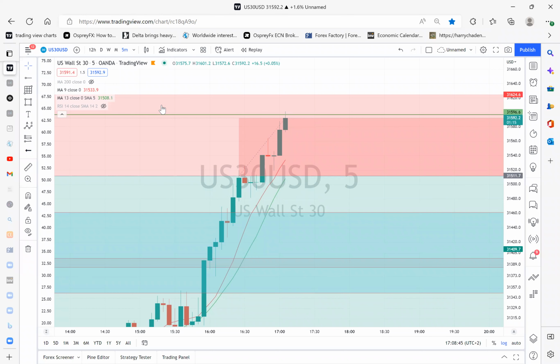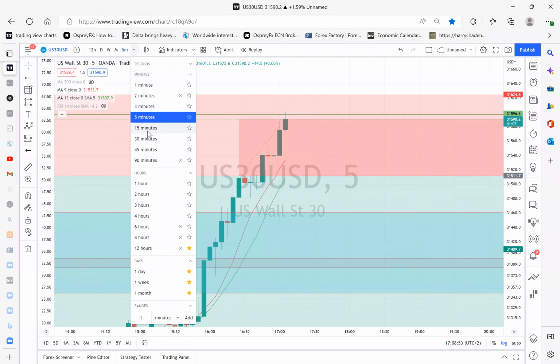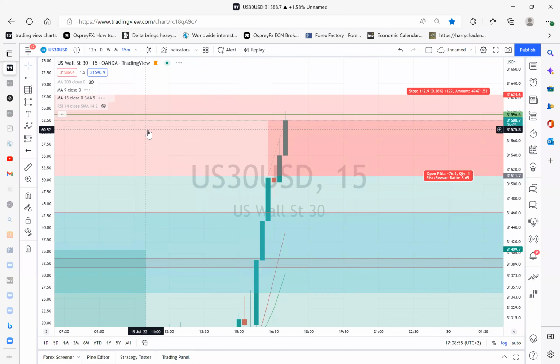Hey, look at this thing. Look how it tapped right here on that 15-minute fair value gap. That's crazy, man. So it should start.